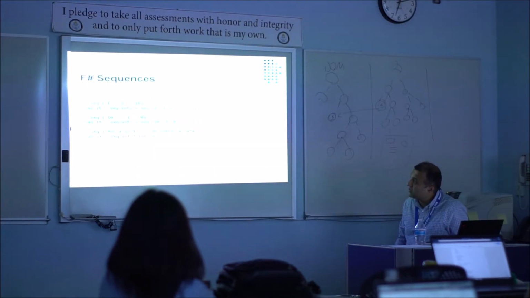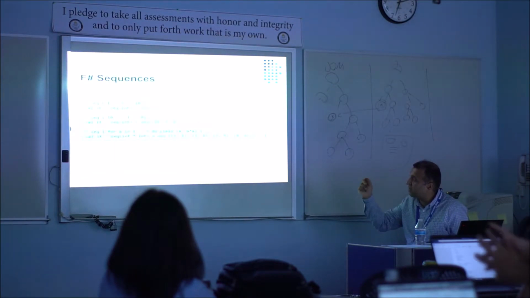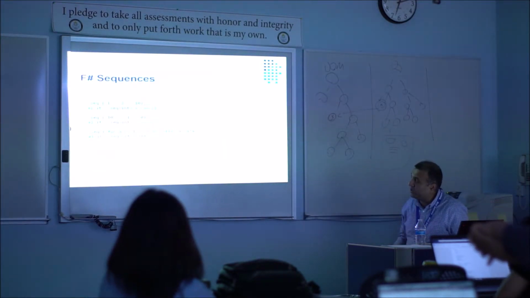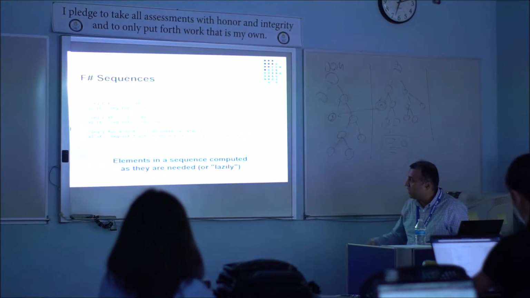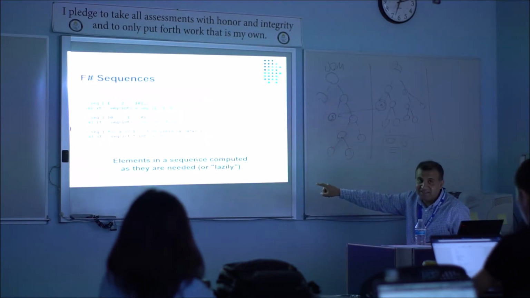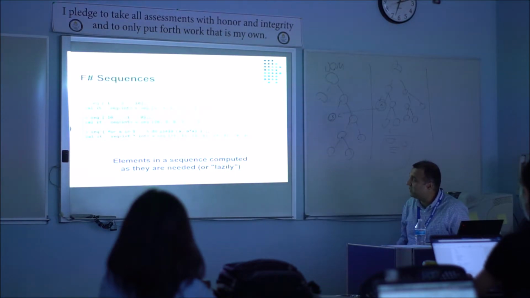Sequences. We talked about sequences. They are basically lazy lists. Same thing as lists, except they are not computed. They are only computed on demand, and that's where the word lazy comes in. Lazy means I don't do work unless you really push me to do it. That's where the term lazy comes in.